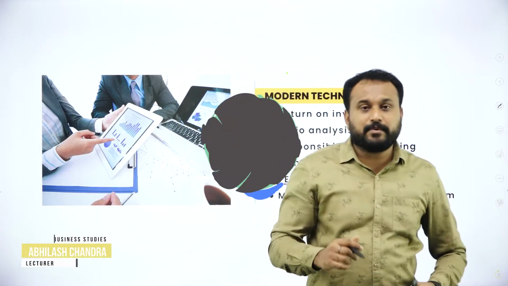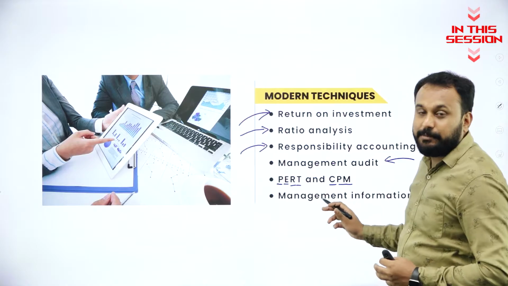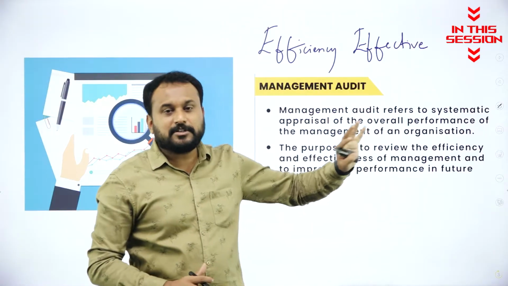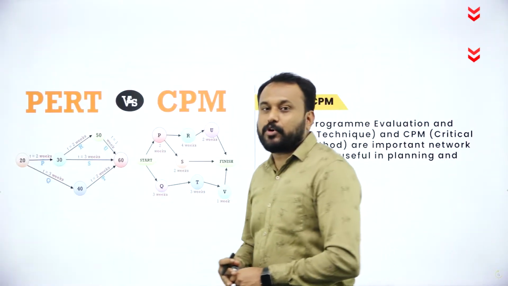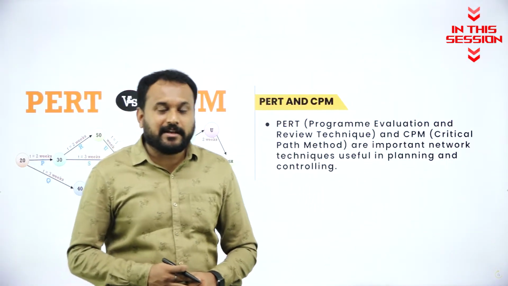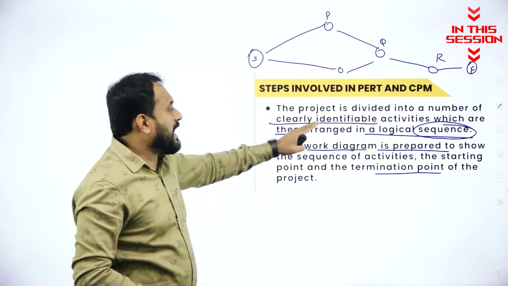These are very important. When you join your degree, you will only deal with PERT and CPM. So management audit depends on what? It depends on performance. PERT means program evaluation and review technique. It is divided into number of clearly identifiable.